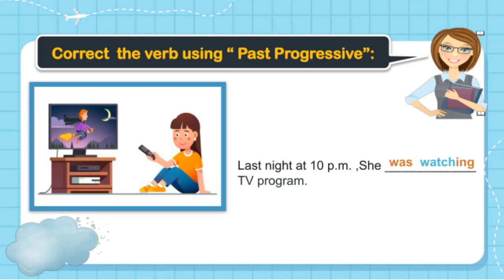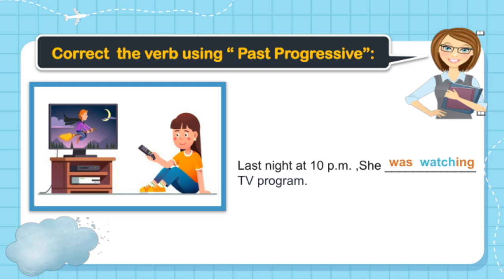Last night at 10 p.m., she was watching a TV program. Now notice how we use the past progressive tense here. It's formed with the subject she, the past tense of to be, which is was, and the verb ending in ing, which is watching. This tense is used to describe an ongoing action that was happening at a specific point in the past, in this case, at 10 p.m. last night. It helps us set the scene and give context to what was happening at that exact moment.